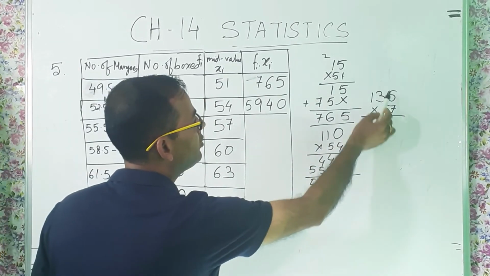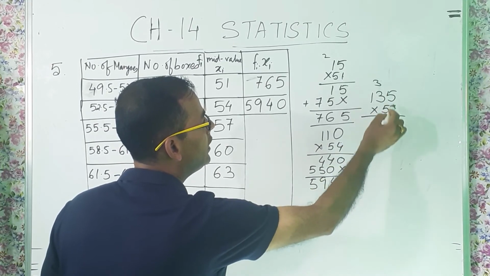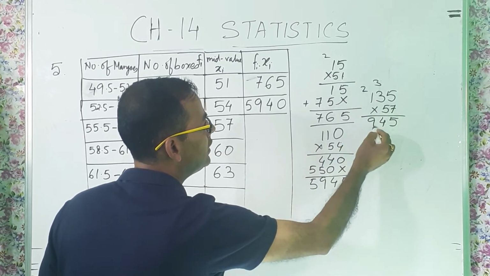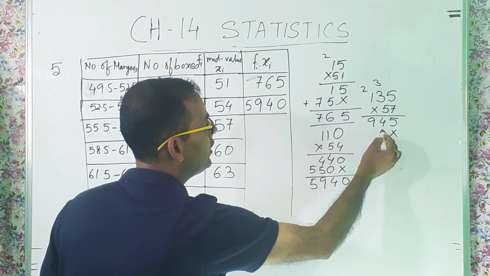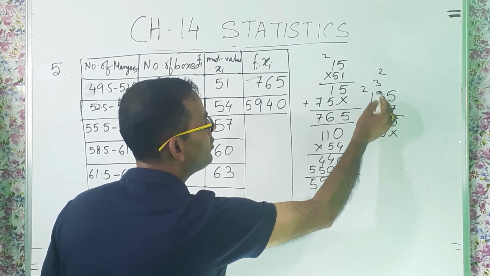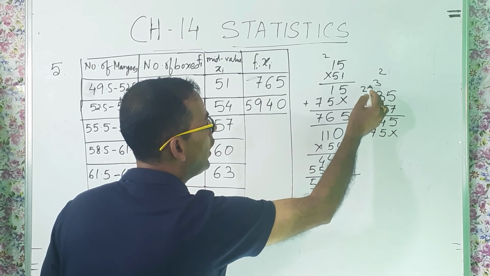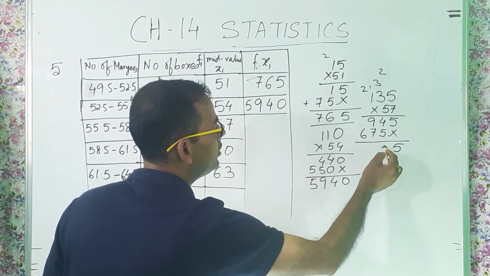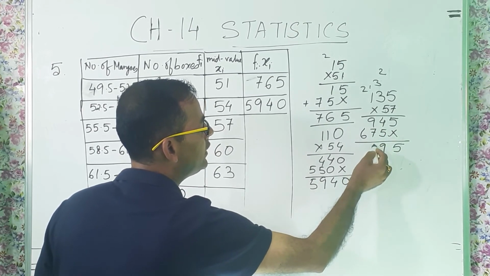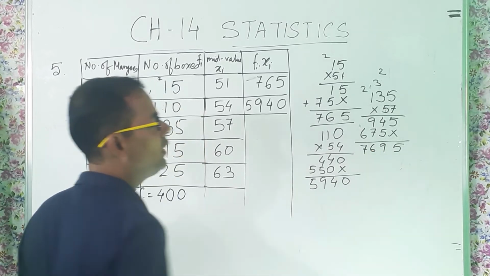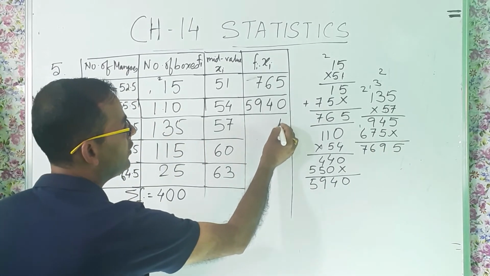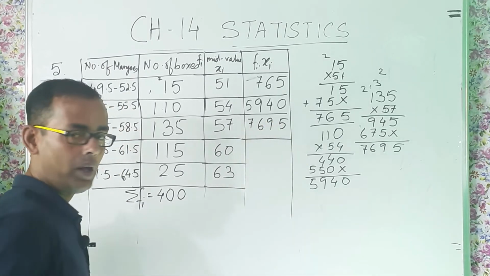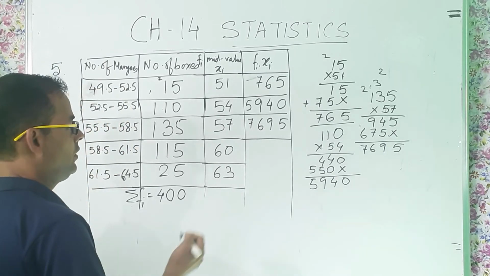Now 7 5s are 35, 3 carry, 7 3s are 21, 24, 2 carry, 7 1s are 7, 8, 9. Next 5 5s are 25, 2 carry, 5 3s are 15, 16, 17, 1 carry, 5 1s are 5, 6. So what I get? 5, 9, 9 plus 7, 16, 1, and 6 plus 1, 7. So I will write 5, 9, 6, 7. Okay. Understood up to this much?